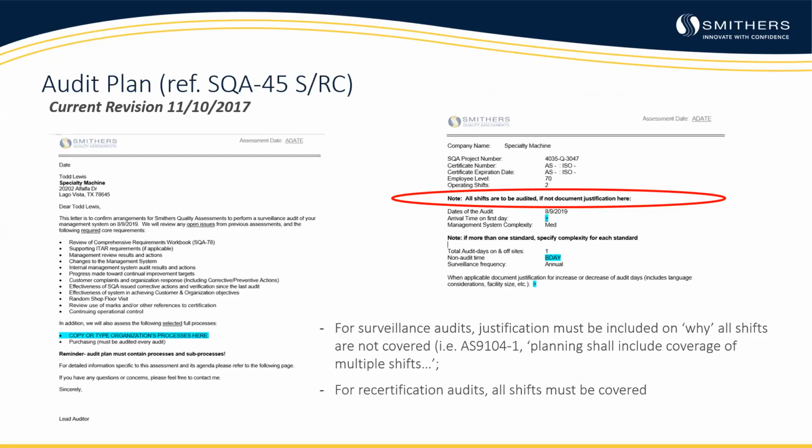Now, if all shifts are not audited, the expectation is that justification will be provided. So if we look at surveillance audit, all shifts are not required to be audited, but the expectation is still that a justification is provided as to why you are selecting the given shifts to be audited and how you will ensure that all shifts are covered appropriately throughout the surveillance audit cycle. Now, in the case of recertification, or initial for that matter, all shifts are required to be audited. So that note should be pretty simple. I mean, all shifts as required are covered within this audit plan, or something to that effect.